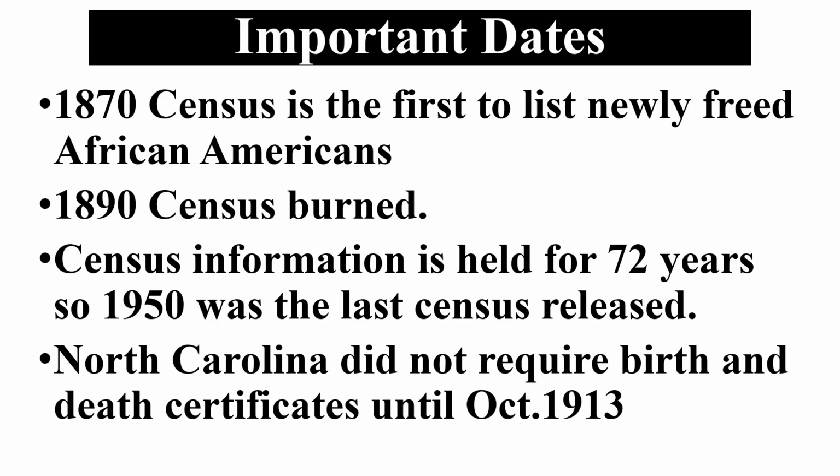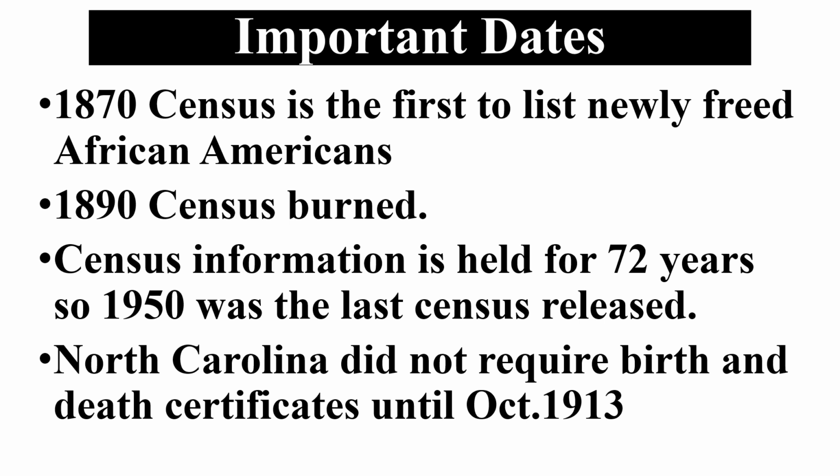Now, wherever you are doing genealogy in North Carolina, there are a couple of dates you need to remember. The 1870 census is the first one to list newly freed African Americans. The 1890 census was burned. It basically was completed. It was sent to D.C. The building caught fire, and what was not burned was damaged by water. So there's like only 6,000 names for the whole state. So when you're doing genealogy, you just skip that census. You go straight from 1870, 1880, you go straight to 1900.